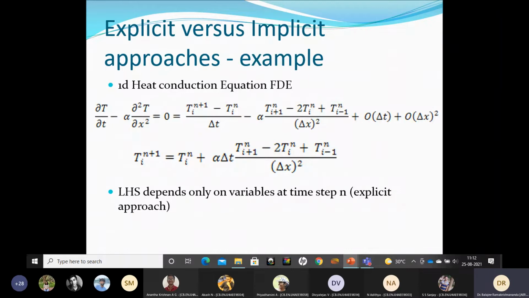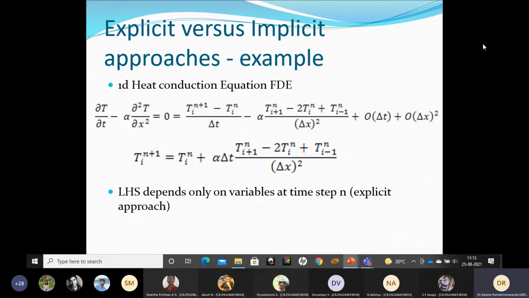The first is the heat conduction equation, which we have already seen earlier. It is first order in time and second order in space, which is the accuracy of this FDE. The PDE is given on the leftmost side, equal to 0. The right hand side is the FDE: forward in time, T at n plus 1 minus T at n by delta t at the point i, then central in space for the second derivative, T i plus 1 at n minus 2 T i at n plus T i minus 1 at time step n, by delta x whole square, into alpha.